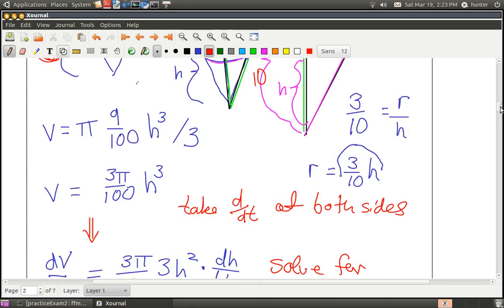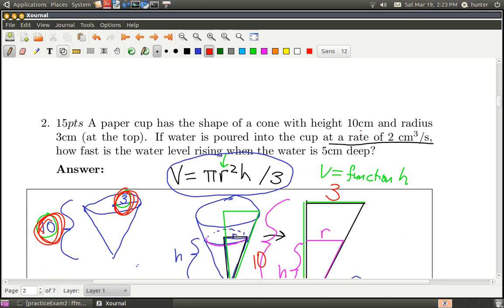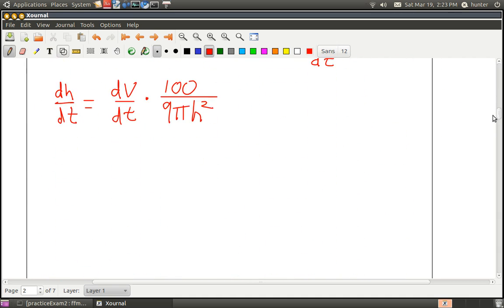And now I can plug in the given rate of change of volume, right? So they say water is poured into a cup at a rate of 2 cubic centimeters per second. So what this is telling me is that dv dt is 2. Alright, so I'll just go down and plug that in. So I'm almost done, you can see. So now dh dt is equal to 200 over 9 pi h squared.